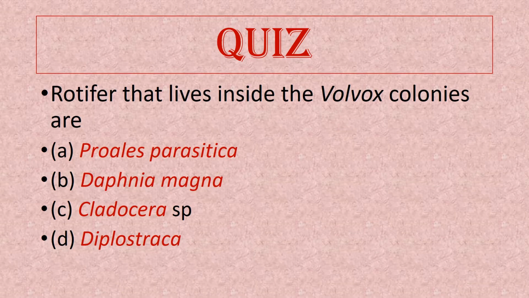Now we come to the end of this video. It is the quiz time. Rotifers that live inside the Volvox colony are, there are a few examples. All these are aquatic organisms. These are microscopic aquatic organisms.